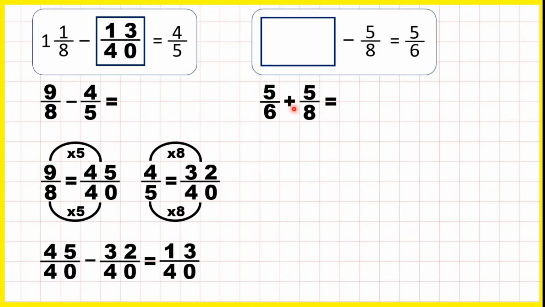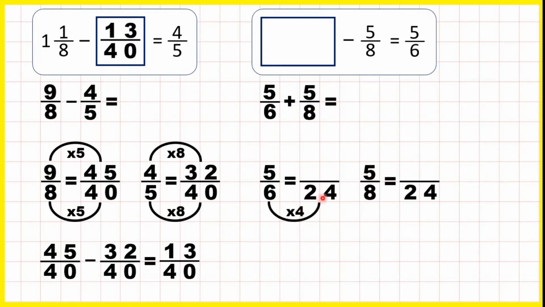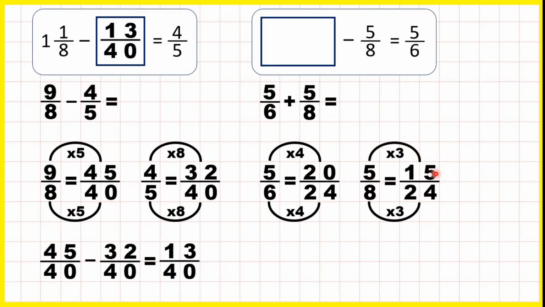But to add fractions, we need the denominators to be the same. So the lowest common multiple of 6 and 8 is 24. So we can find equivalent fractions to 5/6 and 5/8, which have a denominator of 24. 6 times 4 is 24, 5 times 4 is 20, 8 times 3 is 24, 5 times 3 is 15.